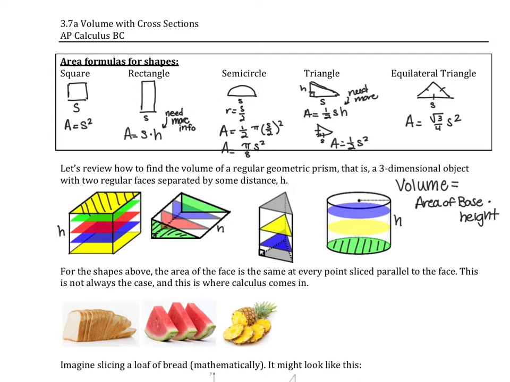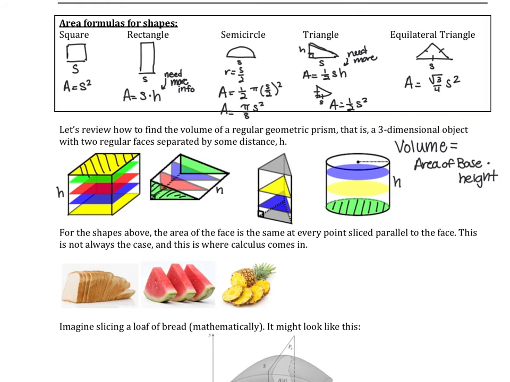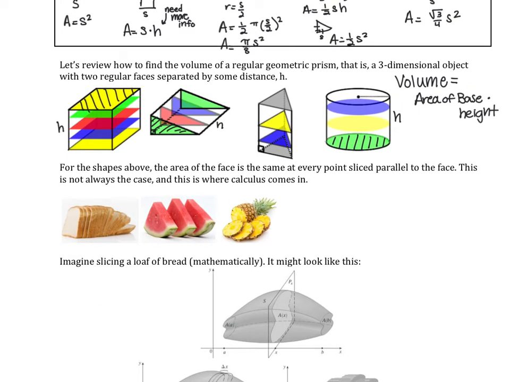No matter where I slice it, parallel to the base, every single shape is the exact same. But we know that's not always the case. Such is the case of anything like a loaf of bread, or a watermelon, or a pineapple. If you think about slicing those perfectly parallel, is every slice of that loaf of bread the exact same size? No, we know it's a little bit smaller as we move towards the ends, towards the heels of the bread.